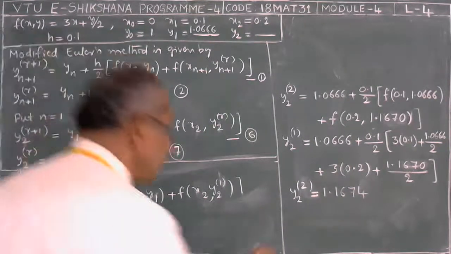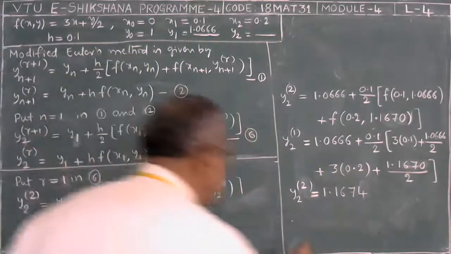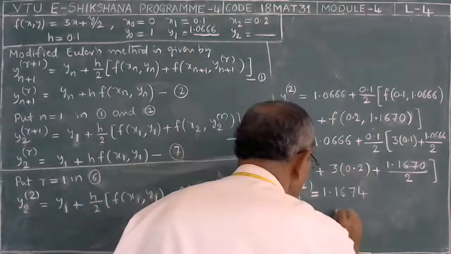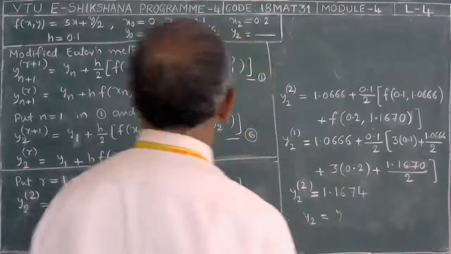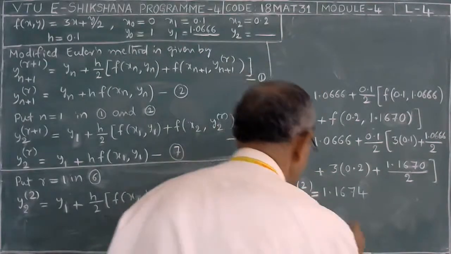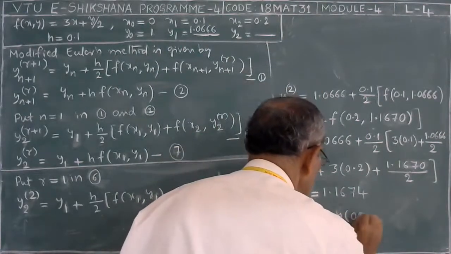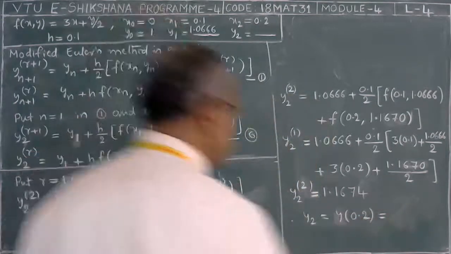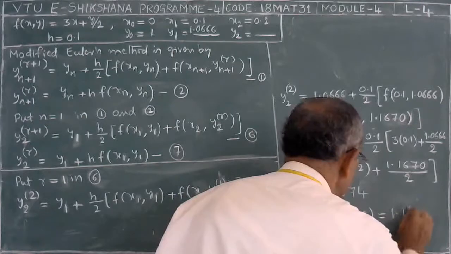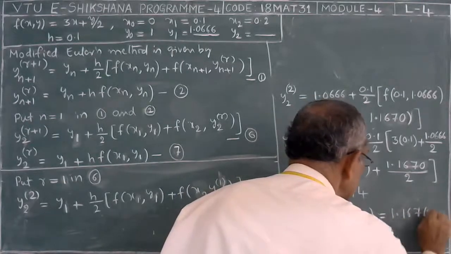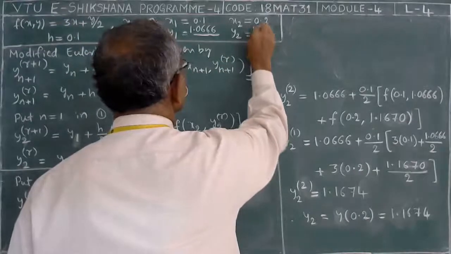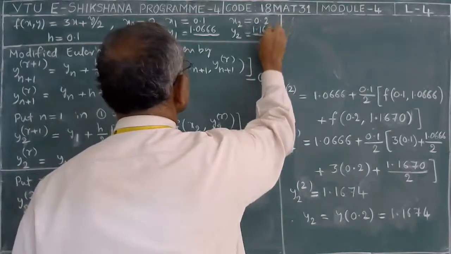So therefore, y2 is equal to y at x is equal to 0.2, which is equal to 1.167.